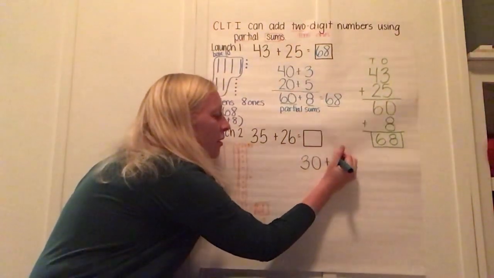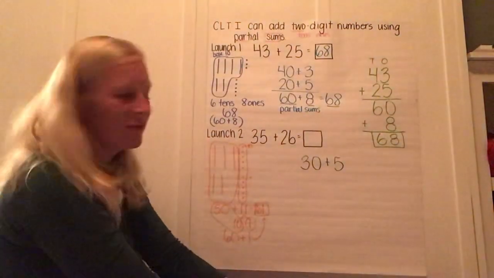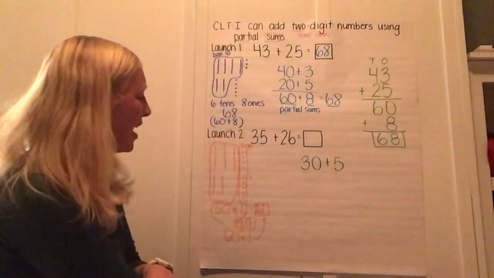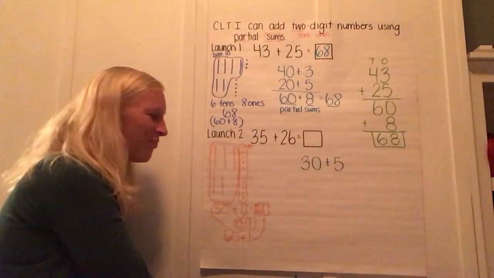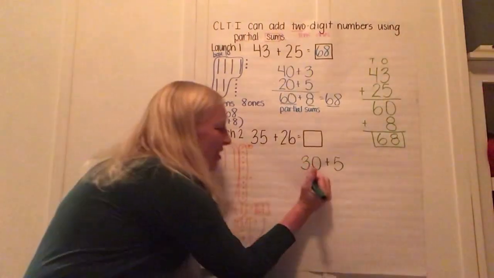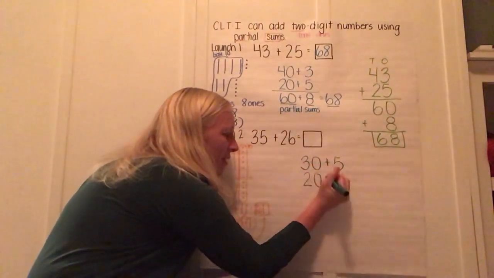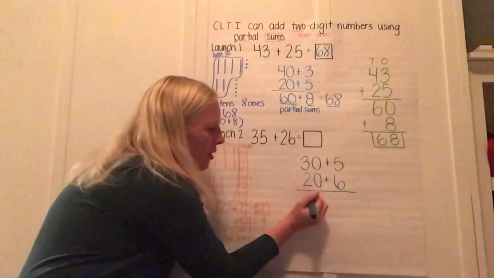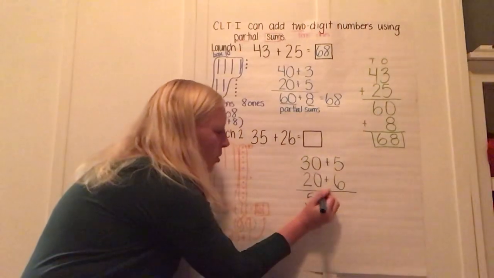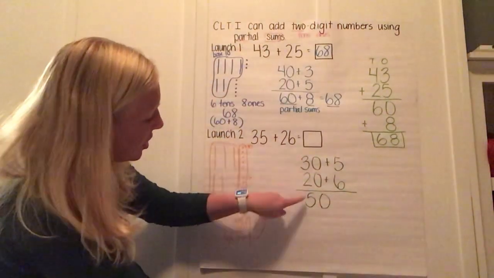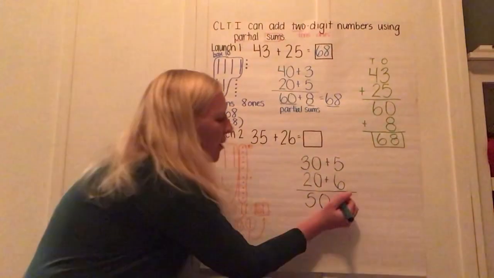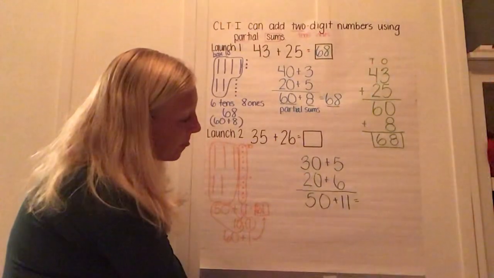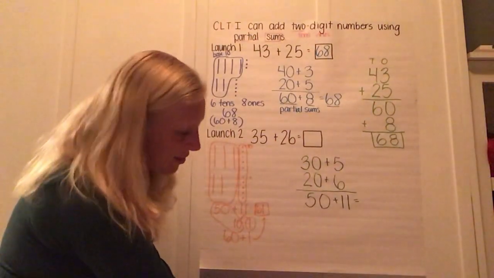30 and 5. Yeah, looks really familiar, doesn't it? 30 and 5, yes. How did you show 26? 20 and 6. And then what did you do? You 30 and 20 was 50 because 3 10s and 2 10s is 5 10s. And then you had 11. And then what did you do after that?